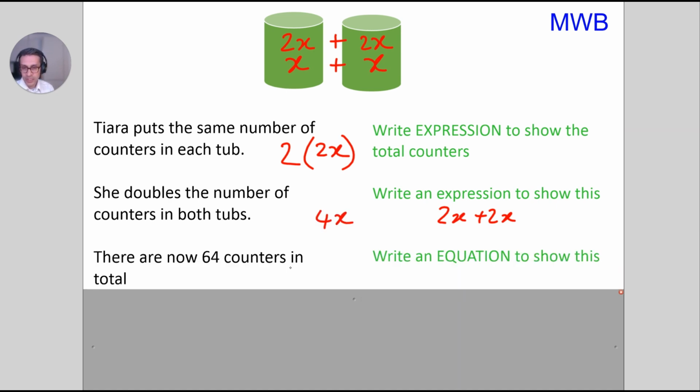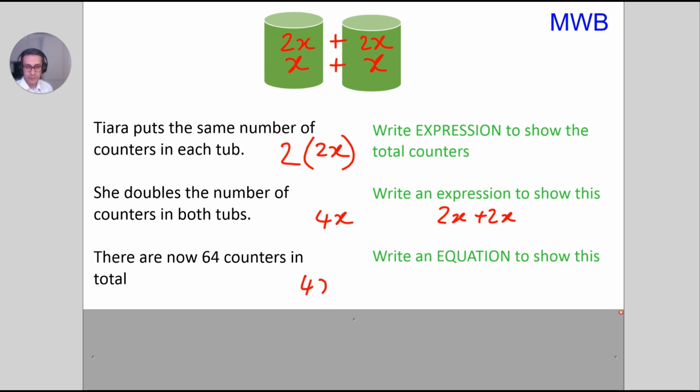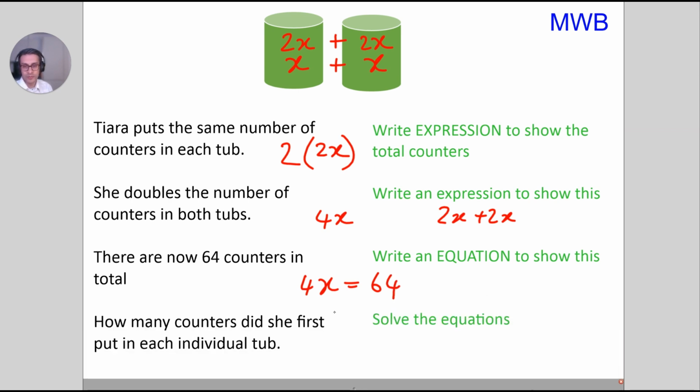Now there are 64 counters in total. Write an equation to show this. Well, that's going to mean 4x equals 64. And then solve the equation. So we're going to divide by 4, divide by 4. So x is 16. And that's it.